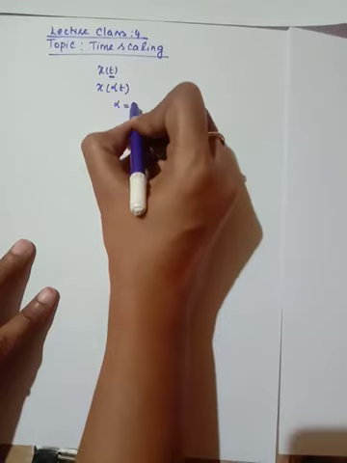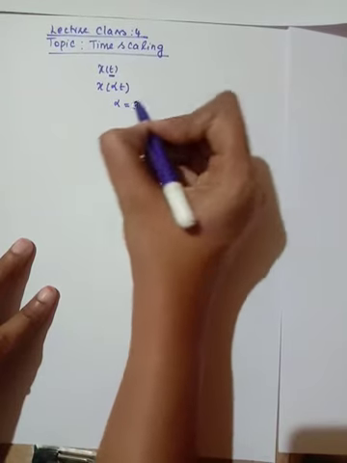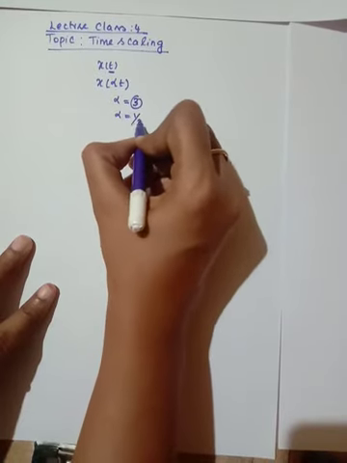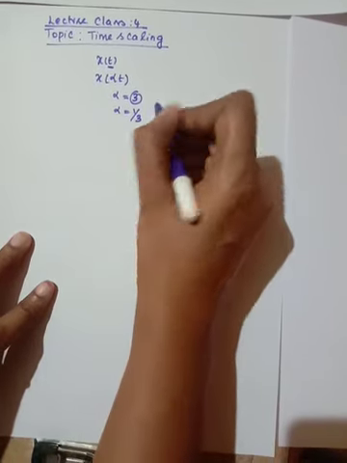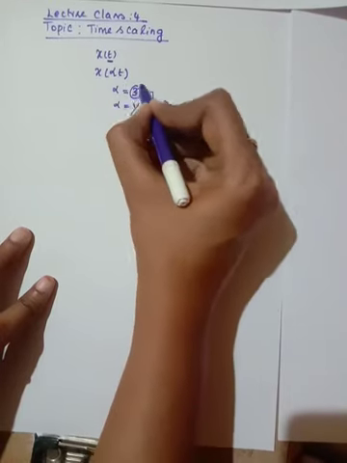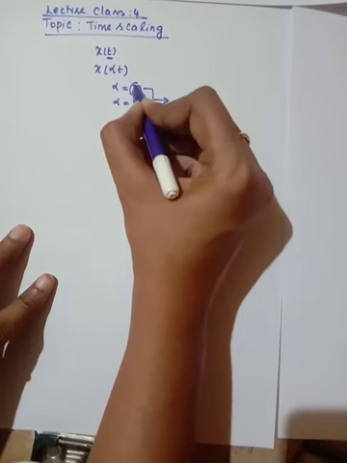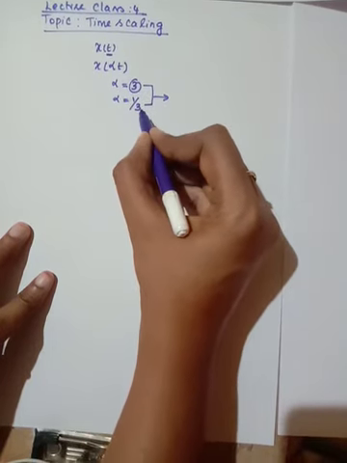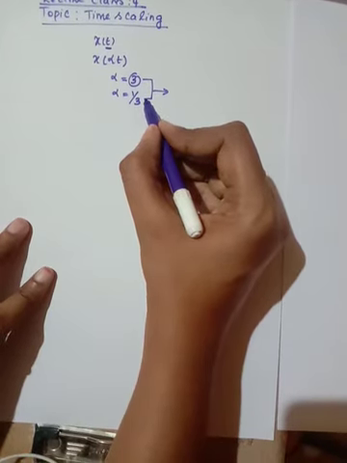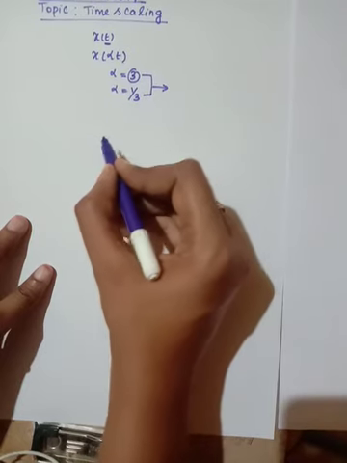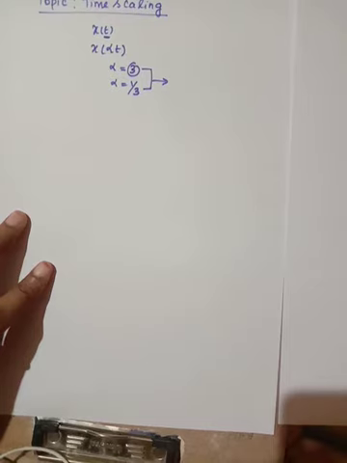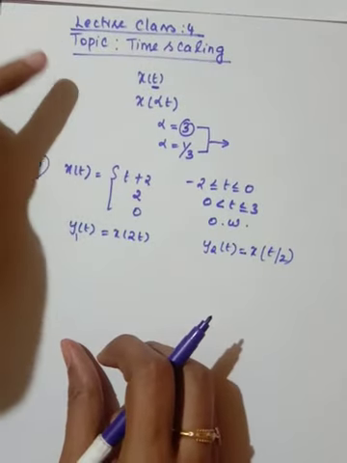This alpha may be a whole number, or it may be a fraction like 1 by 3. We will see these two different cases, how the signal is scaled when you multiply by a number greater than 1 and when you multiply by a number less than 1. We will see these two concepts in this video, and we will discuss the combined operation after this.